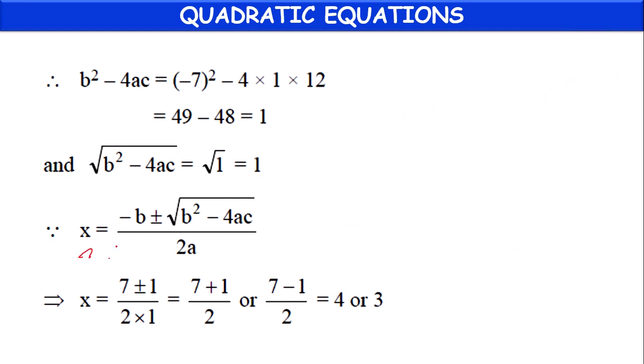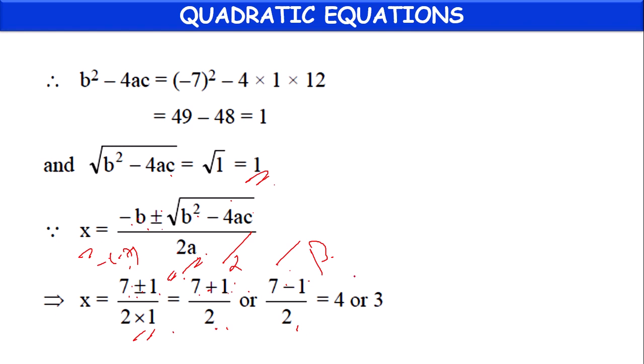Now x value, minus b plus or minus root of b square minus 4ac by 2a. So minus b, minus of minus 7, it will become plus 7. Plus or minus, this under root value we have already calculated, which is 1. 2 into a value, 1. 2 into 1. So 7 plus 1, one value. 7 minus 1, another value. 7 plus 1 by 2, alpha value. 7 minus 1 by 2, beta value.